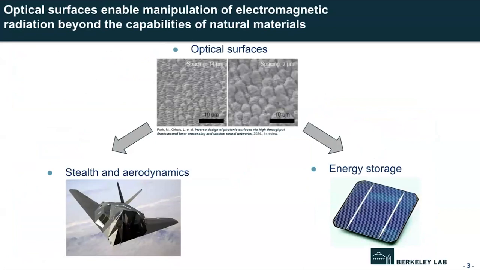Since we're going to be designing these optical surfaces, it's important to define what they actually are. They're engineered materials that enable us to manipulate the electromagnetic field beyond the capabilities of materials that we can find in nature. They're engineered by texturing the surface of plain materials with ultra-fast lasers. We have applications like stealth and aerodynamics, and more importantly, energy storage and conversion applications. We're going to be focusing on inversely designing thermophotovoltaic emitters, and the property that we'll be looking at is going to be spectral emissivity. I'll get to that.